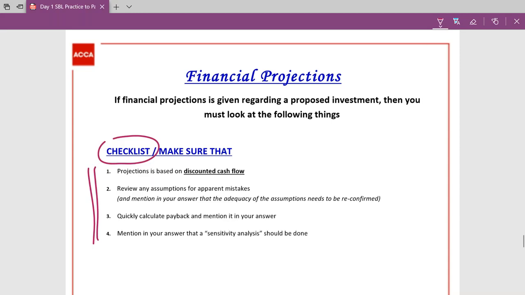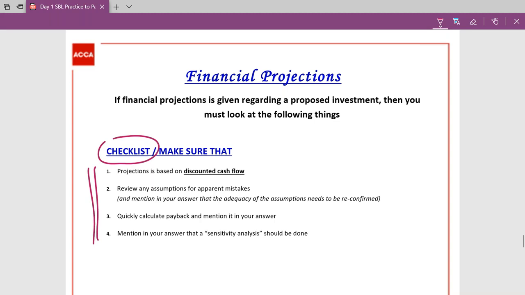Second, you need to review any assumptions for apparent mistakes. A few of the assumptions will be mentioned underneath the projections, so just go through them line by line. Since you have already read the case study and the previous exhibits, you will be able to spot any apparent mistake in the assumptions. If you identify any wrong assumption, mention that this particular assumption does not make sense. If you are not able to spot any mistake, then write one general sentence saying that the adequacy or validity of the assumptions needs to be reconfirmed. Just act like a CFO.